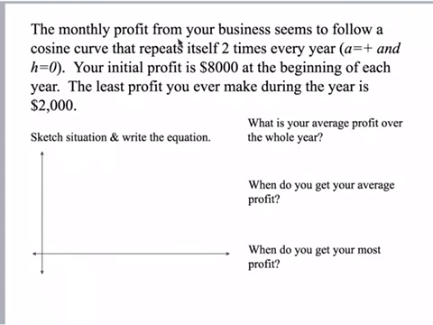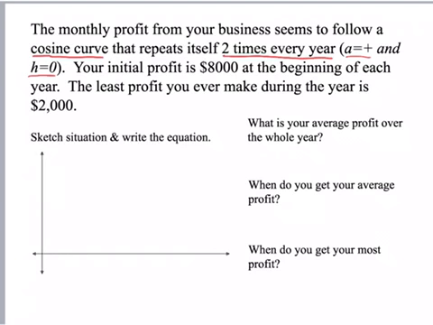The monthly profit from your business seems to follow a cosine graph. Let me underline: a cosine curve that repeats 2 times every year. So you're going to have a cosine graph that repeats 2 times every year. A is positive, meaning the number in front of sine or cosine is positive, and h equals 0.